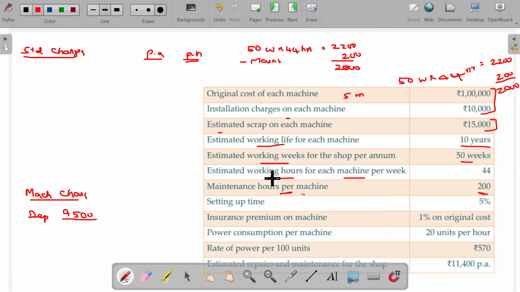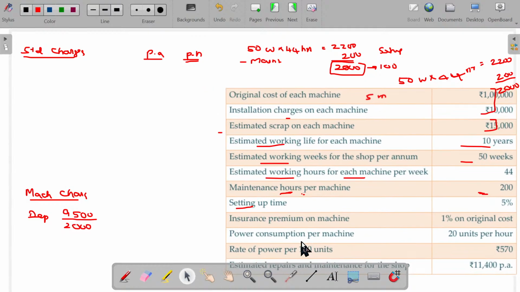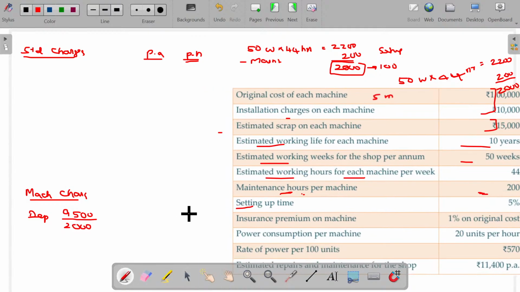Here, setup time is 5%, 100 hours. In the very first scenario, we will assume that setup time is normal, productive and also consumes power. In that assumption, you should not subtract this. You have to take only this 2,000. 9,500 is the depreciation for the 2,000 hours. So 4.75 per hour.